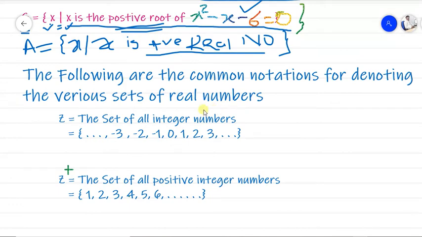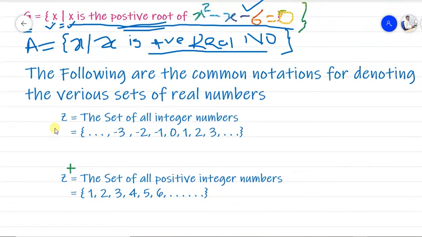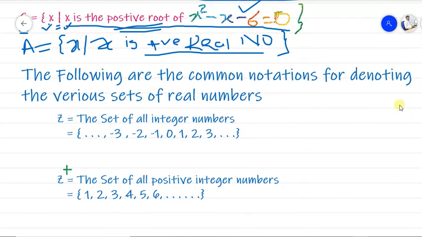So already we have some letters, and these are the standard letters actually used for sets. Here we have the set of all integer numbers, so we can directly write the letter Z. So Z is equal to all the integer numbers. This is the set of all integers, including positive, negative and zero.